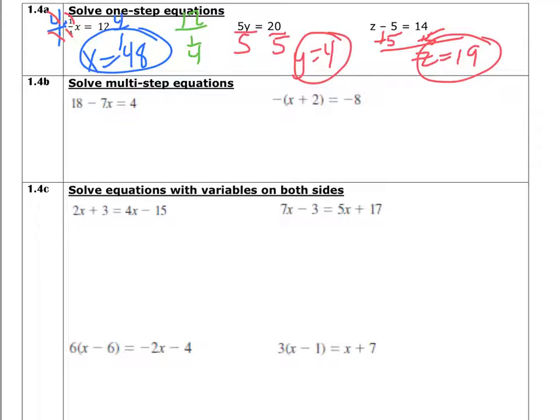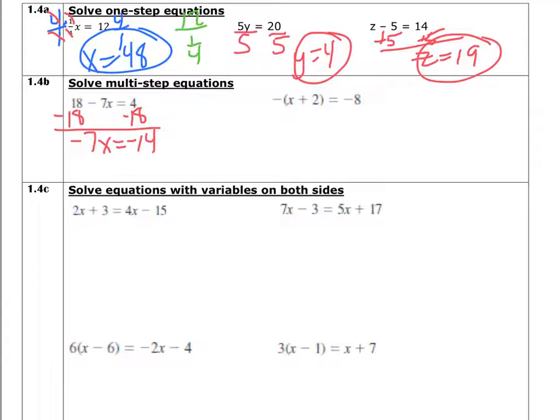1.4b is going to have us solve multi-step equations. Again, our goal is just to get x by itself. So if we look at this first problem right here, here's our x. To get x by itself, we have to move the minus 7 and we have to move the 18. Always work your way toward the x. So the 18 is the furthest out. This is a positive 18, so to move that one, you're going to want to subtract 18 from both sides. When you do that, you're going to be left with a negative 7x equals negative 14.